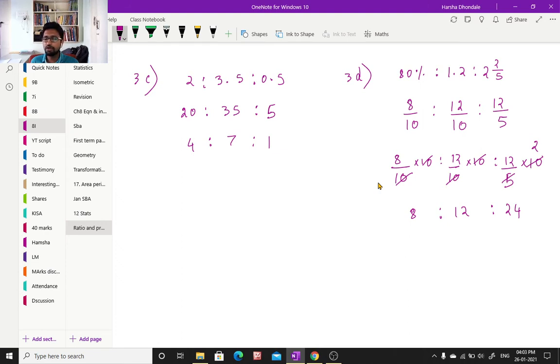Now I can divide all the three numbers by 4. So here I'll write 4 twos are 8, 4 threes are 12, 4 sixes are 24. So this divided by 4 gives me 2, this divided by 4 gives me 3, this divided by 4 gives me 6. Further, can I simplify? No, not possible. So therefore this is the solution.